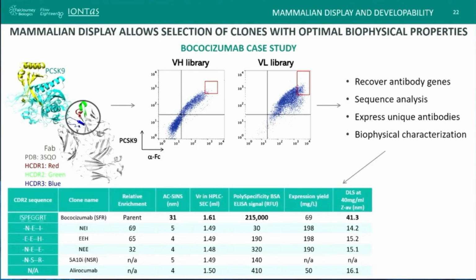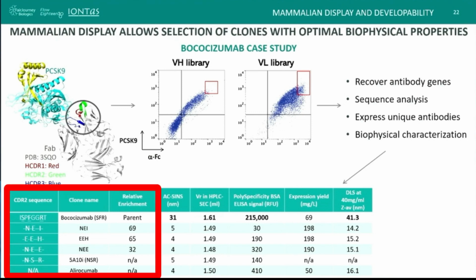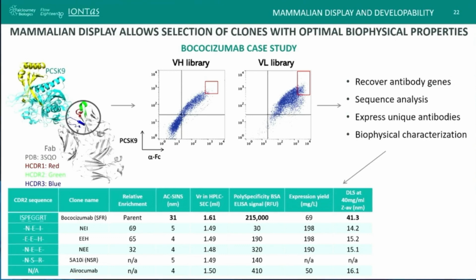I'm just going to show you a slightly more comprehensive set of data around just the most enriched clones. So these are the clones which the display system liked the best from that library. It's a bit of a busy table, but I'll take you through it. So I'm showing you the CDR2 sequence here. This is the bococizumab sequence. These are shorthand variants for the most enriched clones coming from the display. This is the amount of enrichment. And we compare them to 5-AE10I, the precursor I mentioned, and alirocumab, which we use routinely in-house as an example of a well-behaved antibody. Happens to bind the same target.